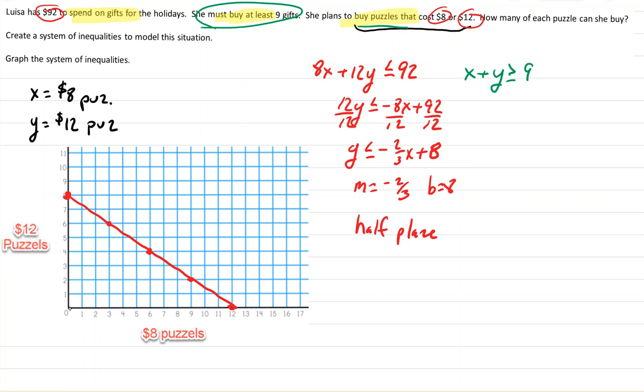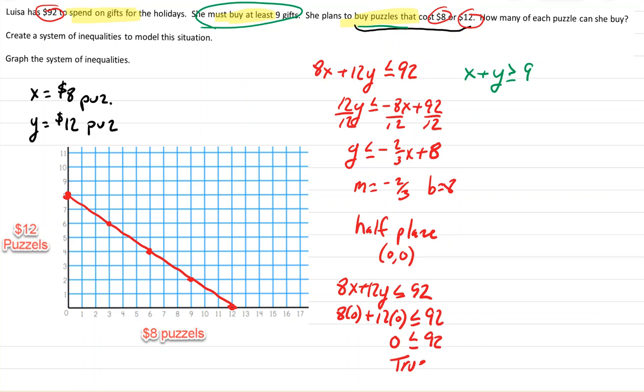And for our half plane, we are going to check 0, 0 since this is not on the line. And we're just going to use the standard equation we started with. Replace X with 0 and Y with 0. Simplify as much as possible, and you get 0. Ooh, I put 90 there. And you get 0 is less than or equal to 92, which is a true statement. So since it's true, we're going to shade in this direction.